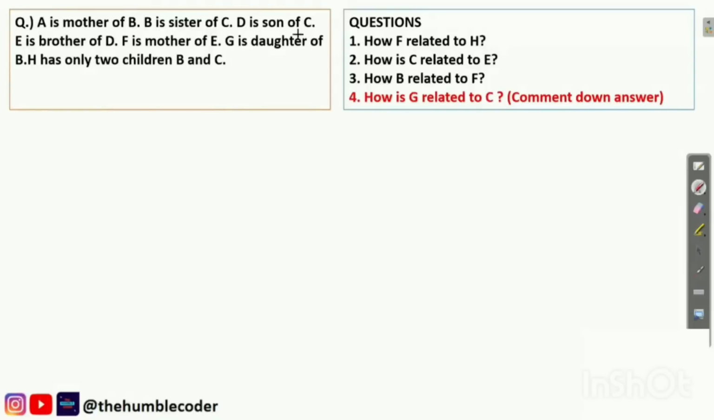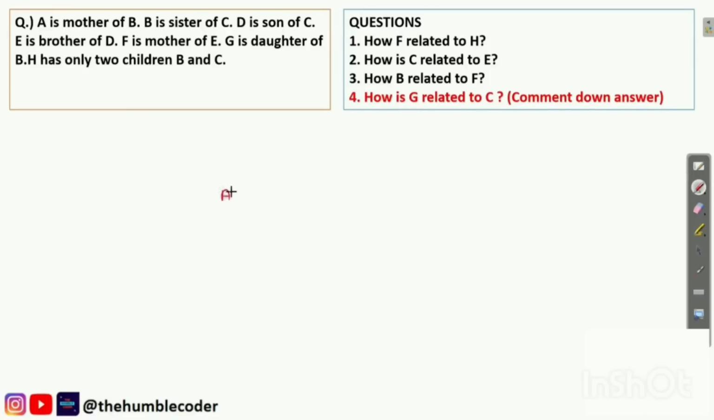Moving on to the next question now. Again we have a statement. We have to first of all create the family tree out of it. Now I want you to pause the video for a moment, create the family tree on your own, and then check whether the family tree you have created is similar to mine or not. So let's create the family tree now.